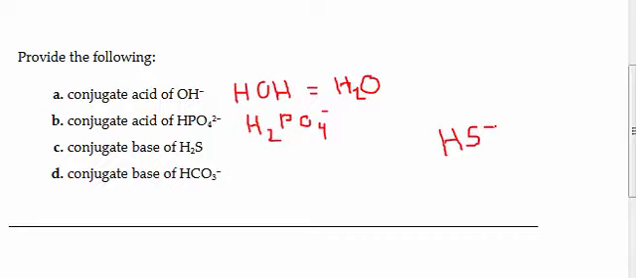The conjugate base has 1 less hydrogen and its charge is more negative by 1. So the conjugate base of hydrogen sulfide is HS with a -1 charge. And the conjugate base of hydrogen carbonate, or bicarbonate, is carbonate. We have 1 less hydrogen and the charge is more negative by 1.